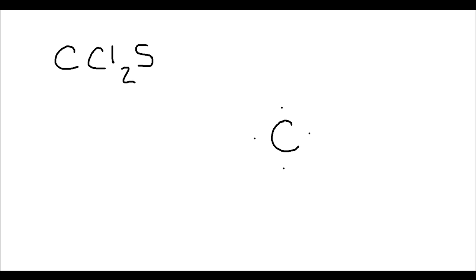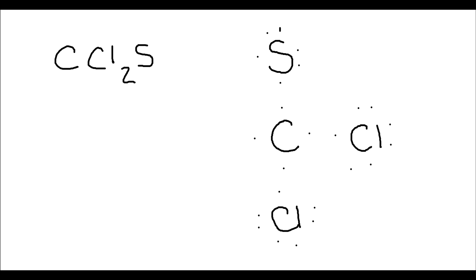Now chlorine, we've got 2 chlorines here, Cl2. Chlorine is in group 7A, so that tells me he's got 7 valence electrons. And then we've got sulfur, and I'm going to put sulfur up here. Sulfur is in group 6A, just like oxygen, and so he's got 6 valence electrons.